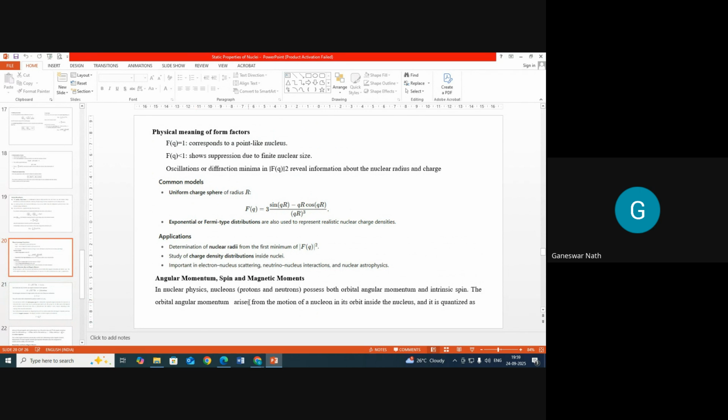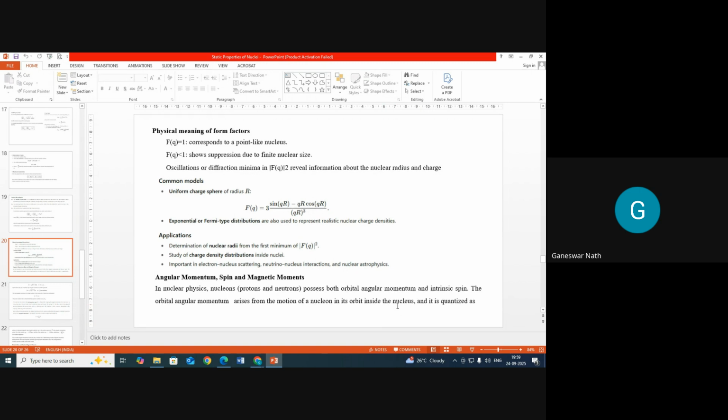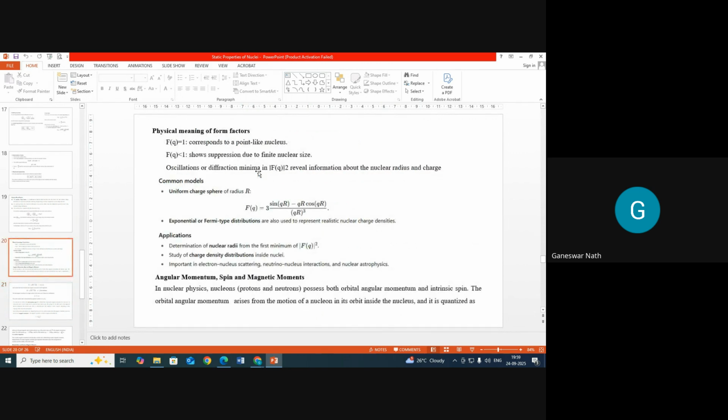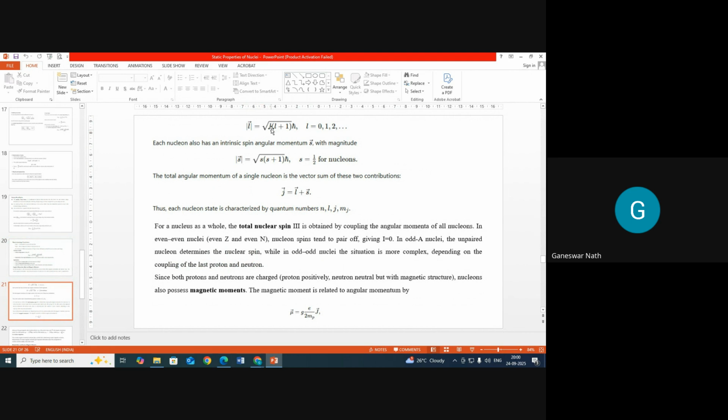You have to calculate all of this for the nucleons. You know that protons and neutrons possess both orbital angular momentum and intrinsic spin. The orbital angular momentum arises from the motion of the nucleon in its orbit inside the nucleus, and it is quantized. This is called the orbital angular momentum L, which is given by the square root of L(L+1) times h-bar, and the L value can vary from 0, 1, 2, and so on. Each nucleon also has an intrinsic spin angular momentum S, with a magnitude given by the square root of S(S+1) times h-bar.